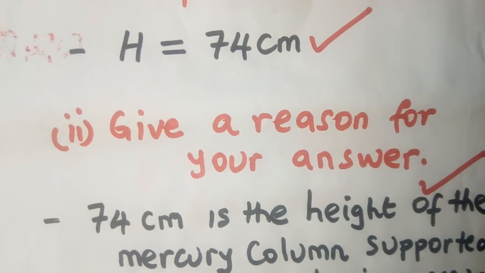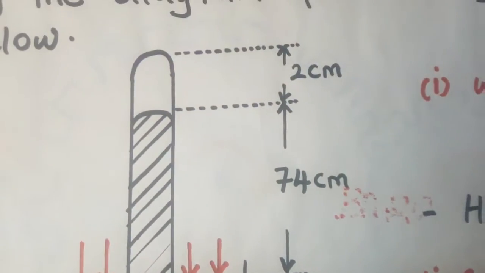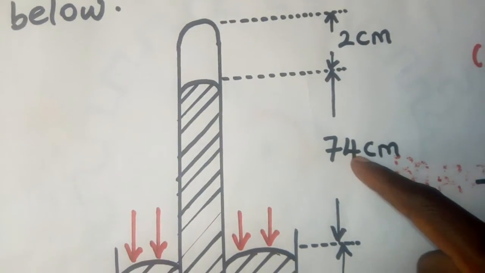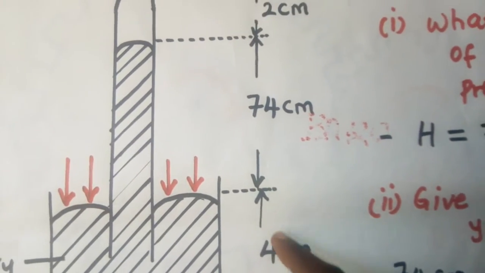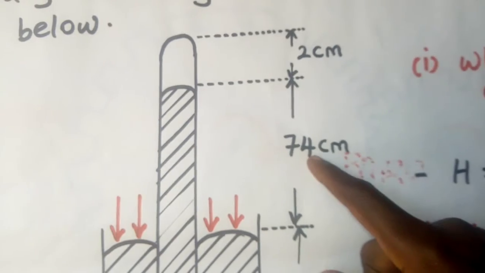Then Roman 2 is saying, give a reason for your answer. Why do you say atmospheric pressure is that? There are so many readings here. 2 centimeters is there, 74 centimeters is there, 4 centimeters is also there. Why do you say it is this? What is the reason for your answer?